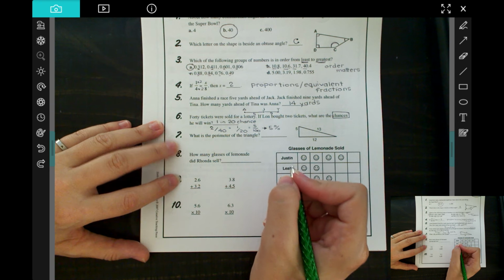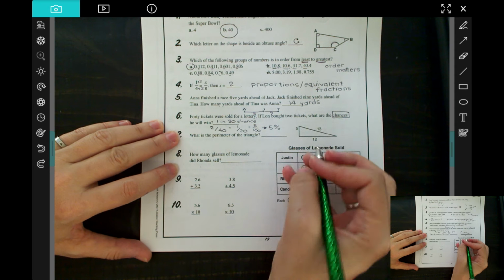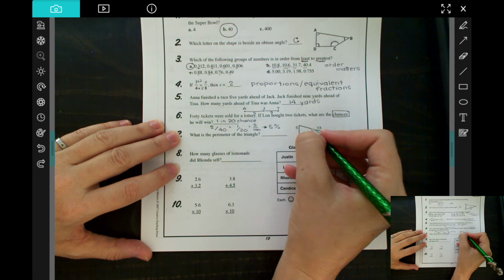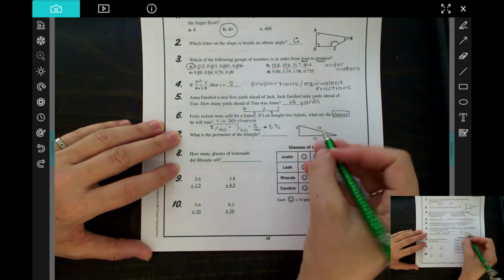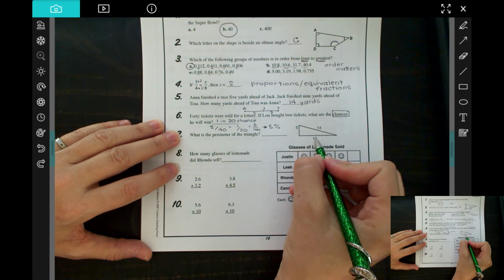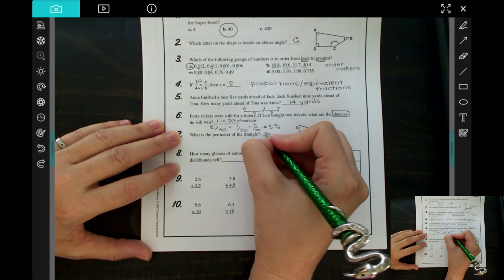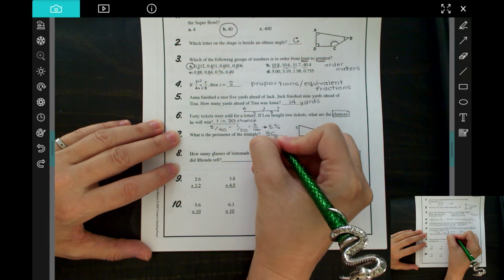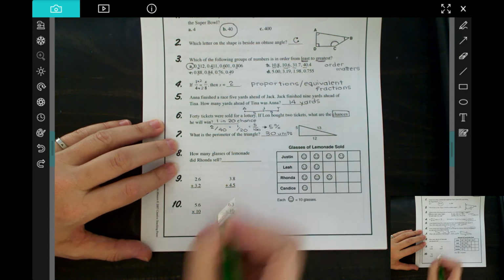Okay, number 7, what is the perimeter of the triangle? Remember, perimeter means plus, so I'm just going to add up the sides. I have 5 plus 13 plus 12. I'm going to do 12 and 13 because that's 25. Plus 5 is 30. And you might say 30 units. Whenever we don't have a unit of measurement, we just call it 30 units.